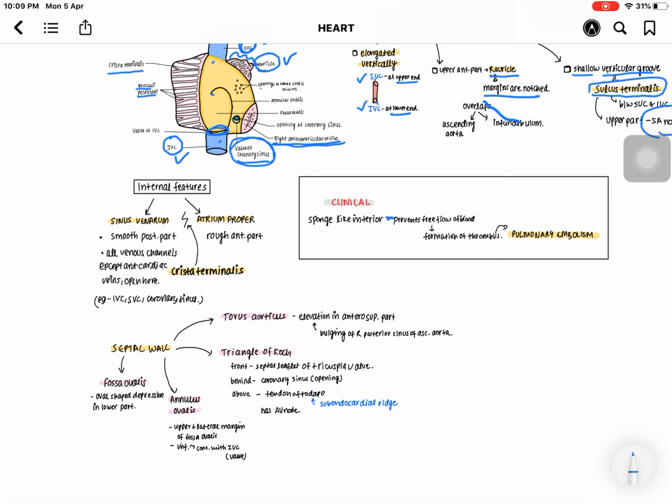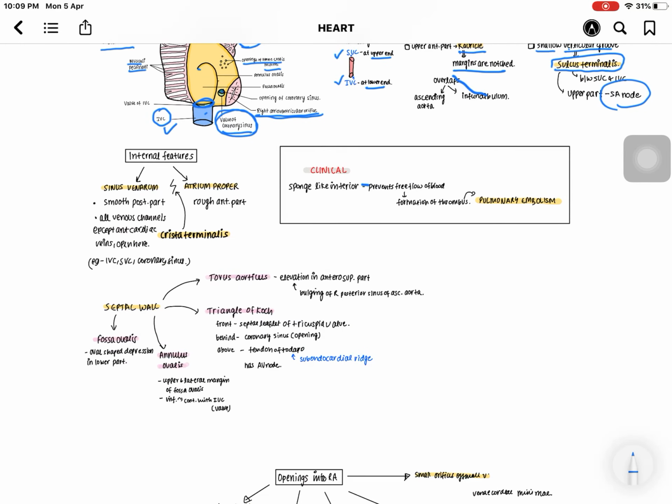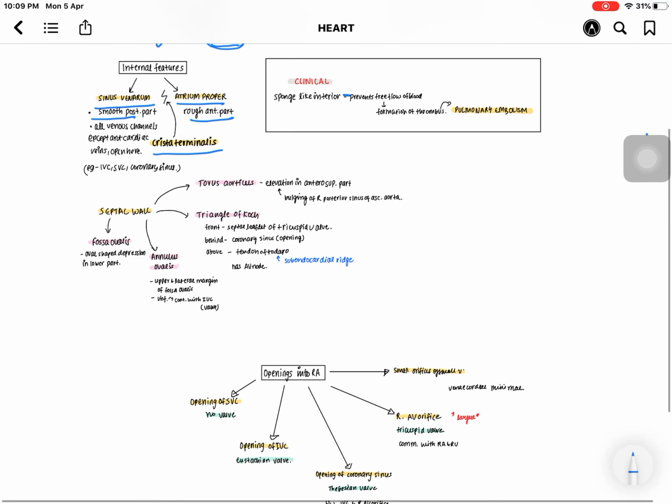And there are also many openings of venae cordis minimae into the right atrium. Coming to the internal features of the right atrium, the sinus venarum is a smooth part of the right atrium, and the atrium proper is a rough part, and there is the crista terminalis. Coming to the septal wall of the right atrium, it consists of the fossa ovalis, which is an oval depression in the lower part, and the annulus ovalis is the upper and lateral margin of the fossa ovalis.